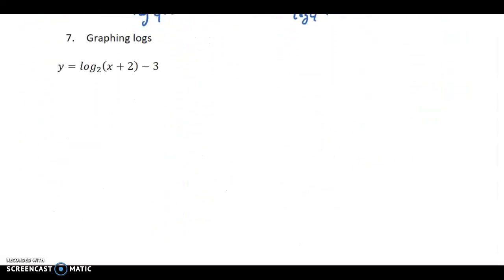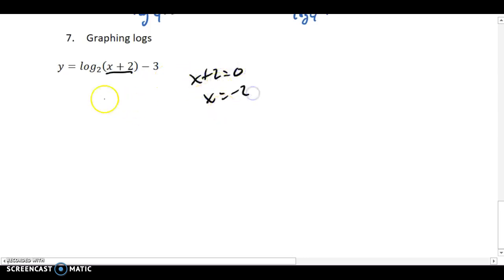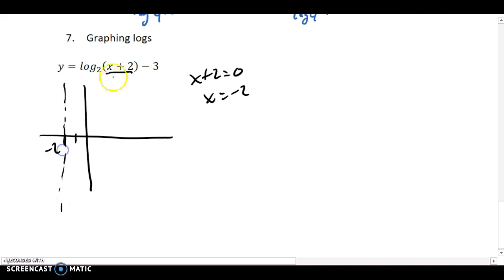Okay, so step 1 is the asymptote. So that means we need to find the 0. So x plus 2 equals 0. So x equals negative 2. So that's going to be our asymptote, negative 2. So 1, 2. We have our dashed line at negative 2.